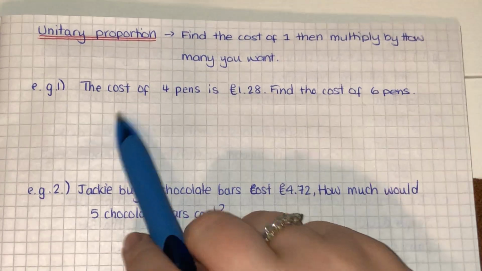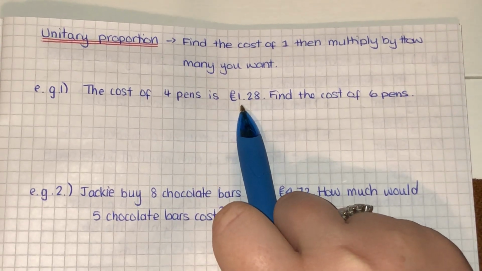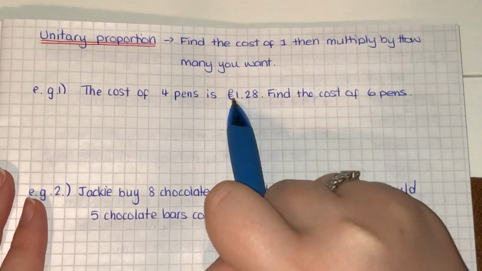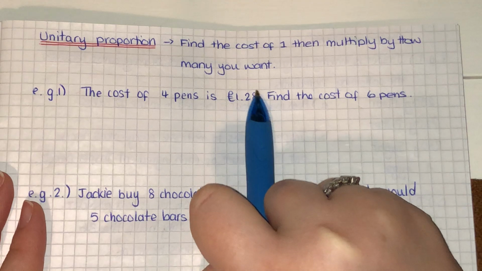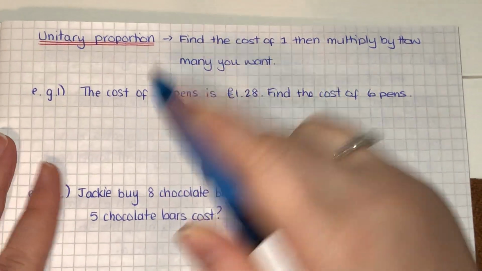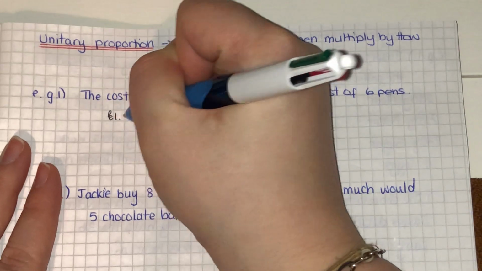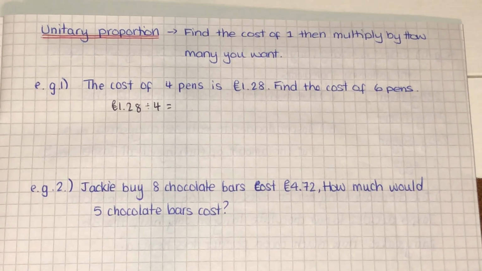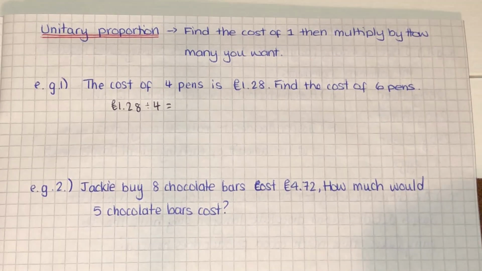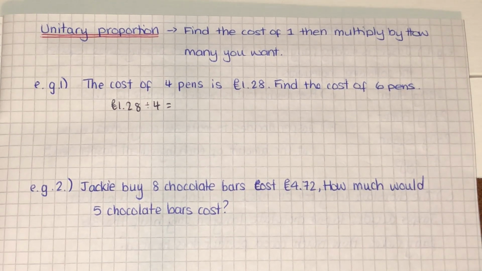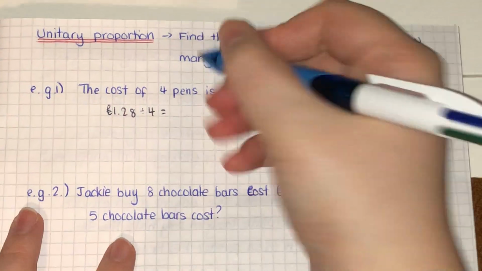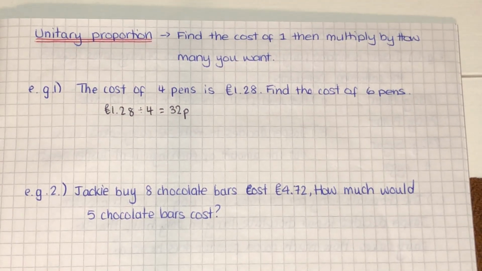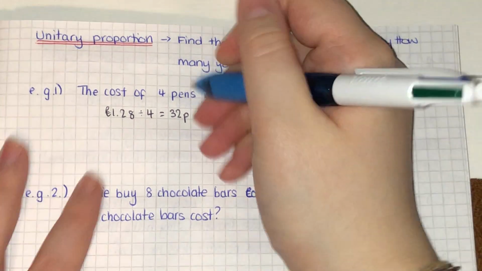So for the first one, we know the cost of 4 pens is £1.28. We need to find the cost of 6. So if we know that 4 of the pens is equal to this amount, to find out 1, we just divide that cost by the number of pens, so divide it by 4. Now I'm going to use a calculator just to make sure that I'm doing it all right, but if you want to practice and you don't need to, I think it's 32p. Okay, now you can leave it in pounds if you want to. I think 32p is much easier to deal with, but that's your decision. Okay, so this is the cost of 1.